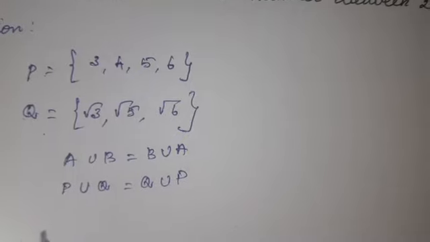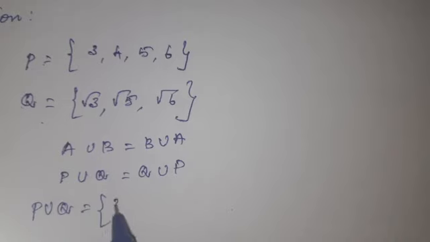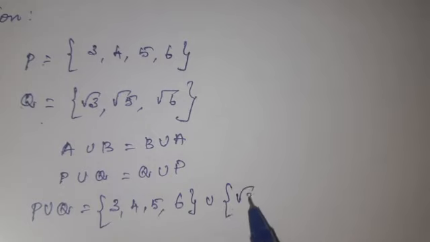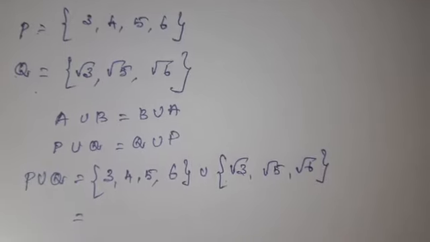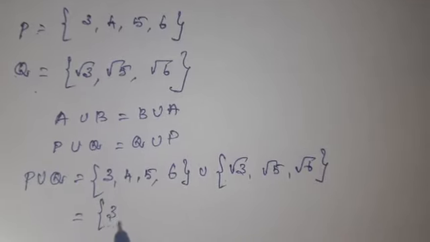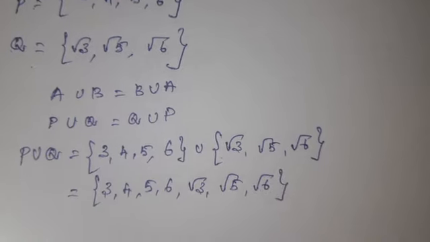First I am verifying this side, P union Q. P set is 3, 4, 5, 6, union Q set is root 3, root 5, root 6. Union means join together, and write each element one time. Therefore you will get 3, 4, 5, 6, root 3, root 5, root 6. This is P union Q.